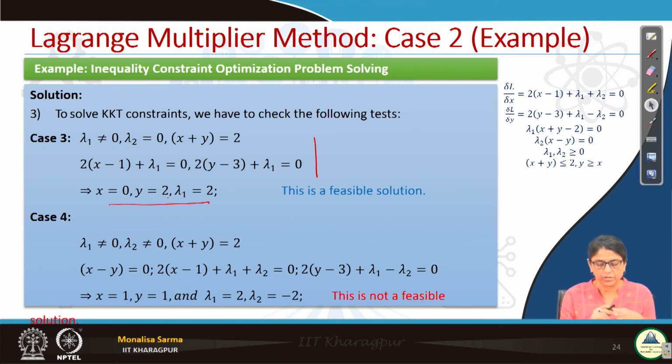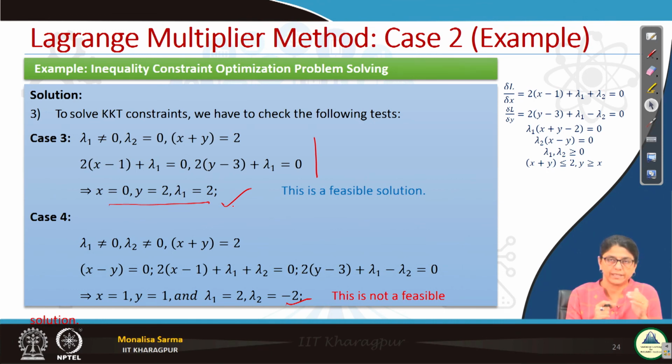And the final solution, what do we find? Lambda 1 is not equal to 0, both lambda 1 and lambda 2 not equal to 0. This is what I got. If I solve it, I got x is equal to 1, y is equal to 1, but lambda 2 is equal to minus 2. My lambda should be greater than or equal to 0, that is also one of the KKT constraints. So, this is also not a feasible solution, so just this is the feasible solution. So, what is the feasible solution of this optimization problem? X is equal to 0, y is equal to 2, that is my feasible solution.